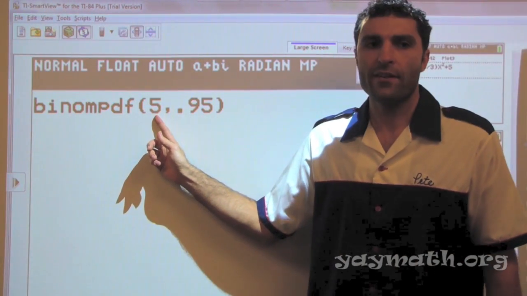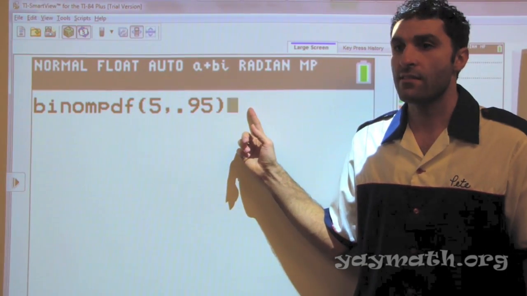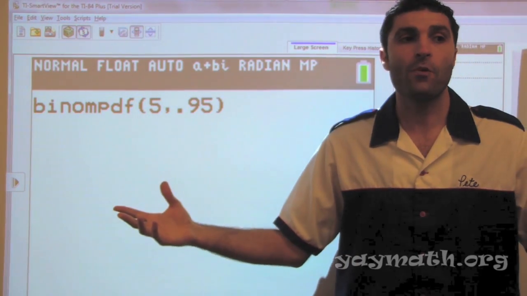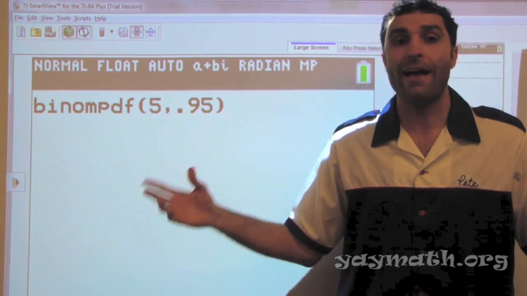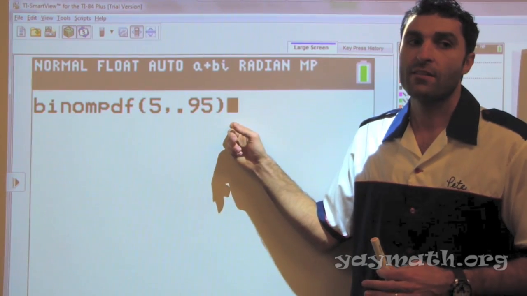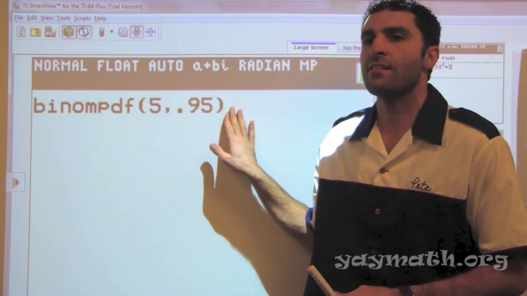This is the number of trials. This is the success per trial. Have I discussed how many successes I want yet? No, I haven't. So this will do it for every single situation. That's so cool. So I hit enter. Are there any questions about that? I haven't discussed successes here.